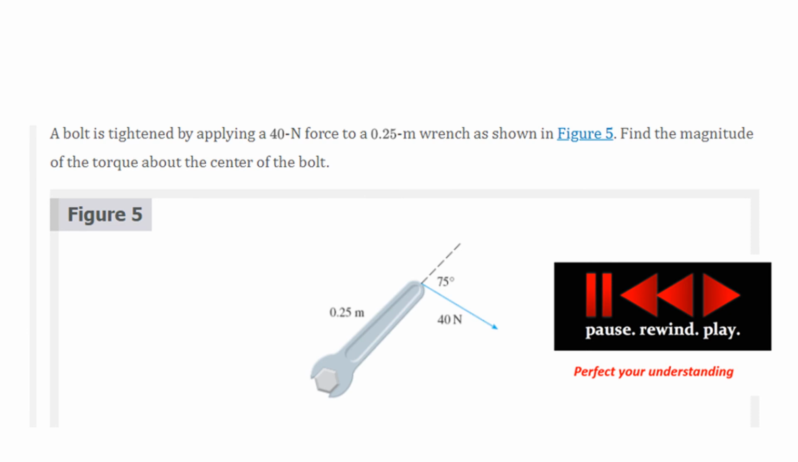Suppose a bolt is tightened by applying a 40 Newton force to a 0.25 meter wrench as shown in the figure, and you see there's an angle there as well. Find the magnitude of the torque about the center of the bolt. You know what to do. Let's see how you did.